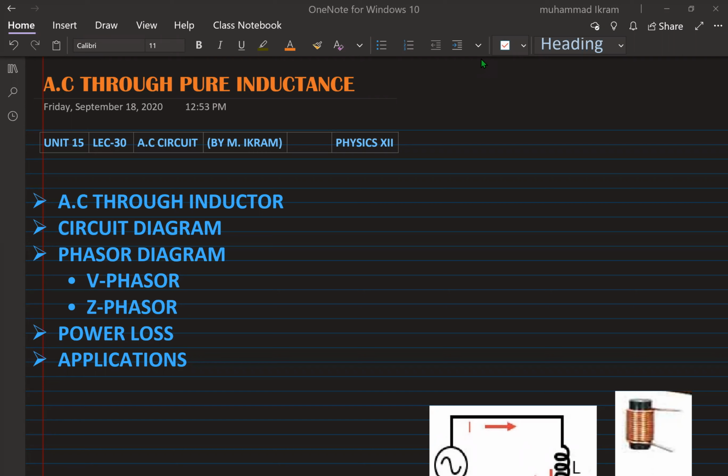First of all, let me tell you what an inductor is. AC through an inductor. You already know from the previous lecture that an inductor is also sometimes called a choke or a coil. It is formed when a wire is wrapped around a cylindrical shape with an aerated interior or any other core material such as iron. So here you see the inductor.